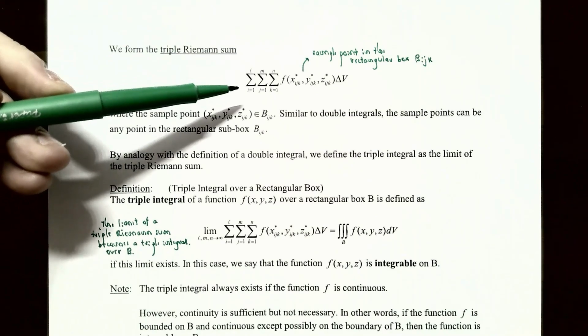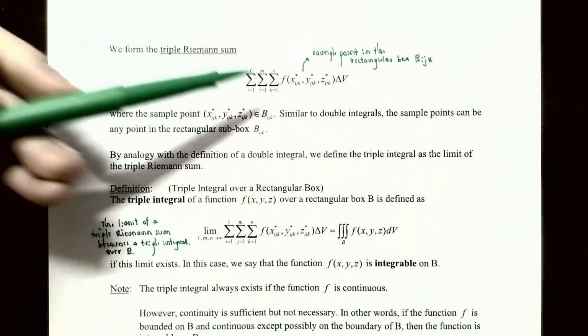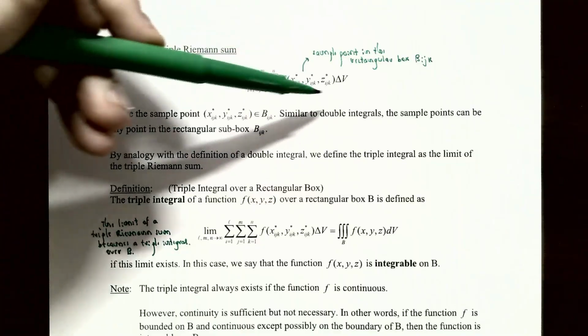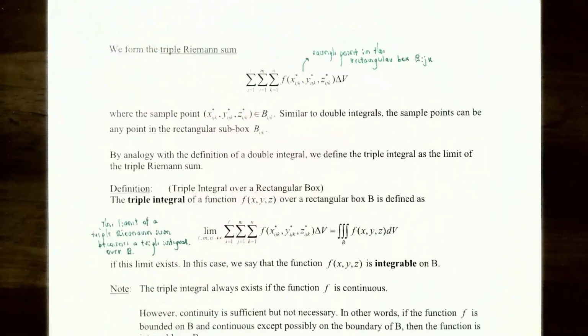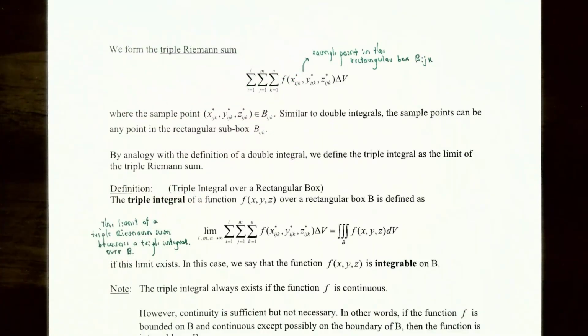The i values will go from 1 to l, the j values will be from 1 to m, and then the k values will be between 1 and n, and then we're going to add up f of x sub ijk star, y sub ijk star, and then z sub ijk star. Those are sample points for each rectangular box B sub ijk. You substitute the sample point into the function to determine its value. Then you take the value and multiply by the change in the volume for each sub-box.